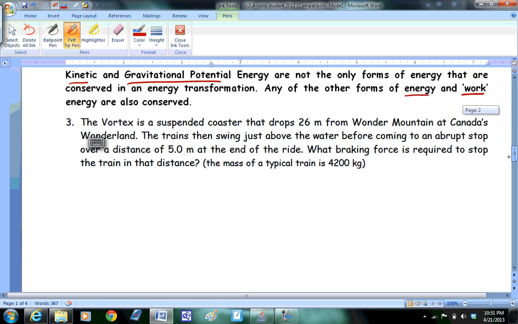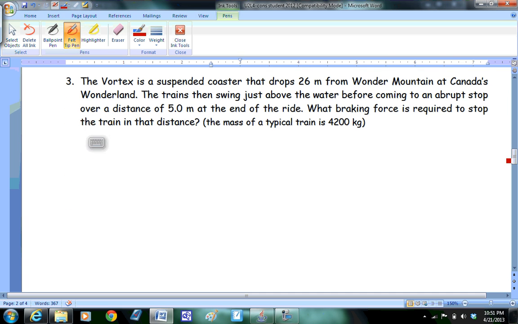So let's take a look at what we have here. I've got the Vortex. It's a suspended roller coaster that drops 26 meters from Wonder Mountain. And the trains swing just above the water before coming to a stop over a distance of 5 meters. What braking force is required to stop the train?